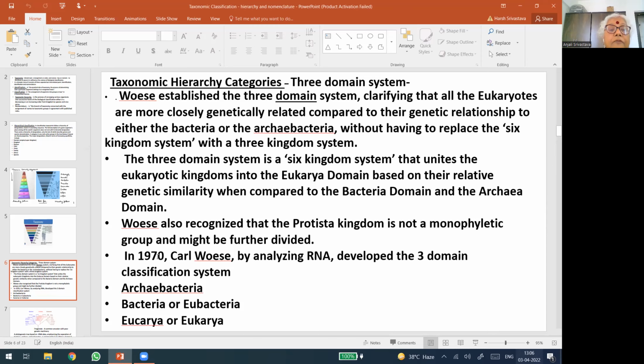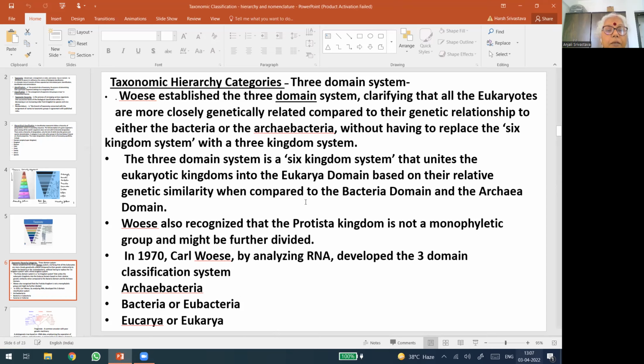And Woese has proposed three domains for the entire zoological as well as botanical world, that is, he divided the whole living world into three domains.